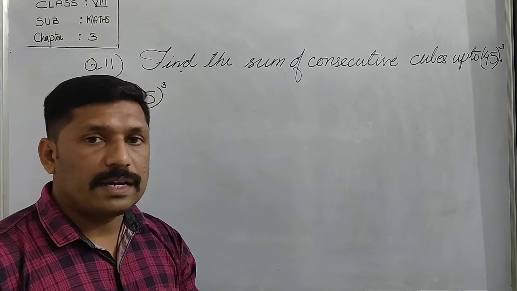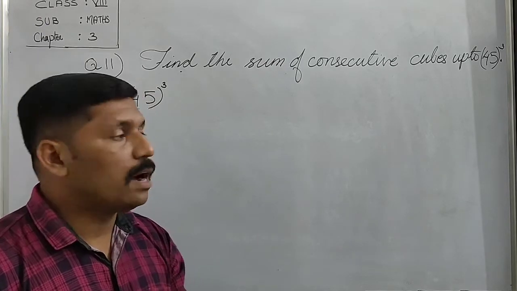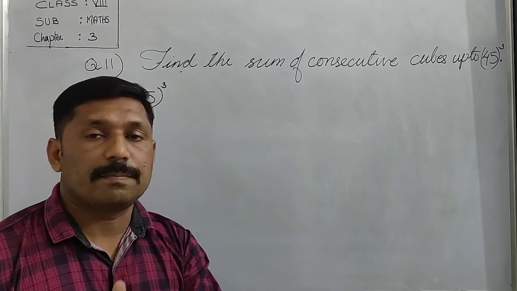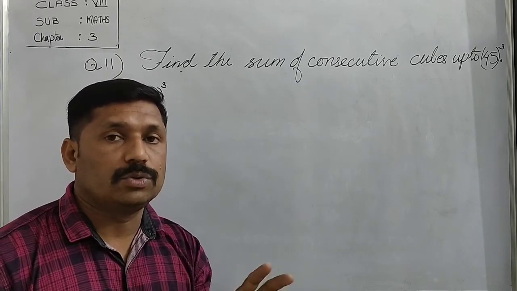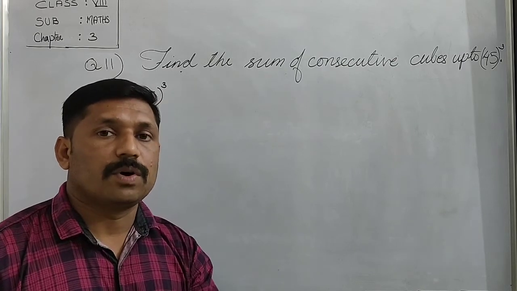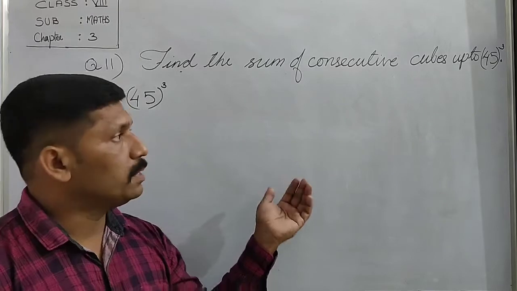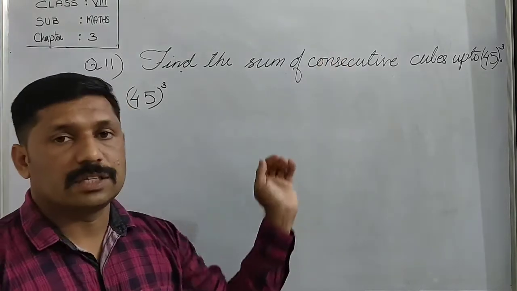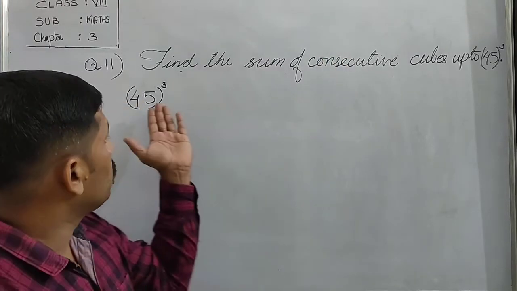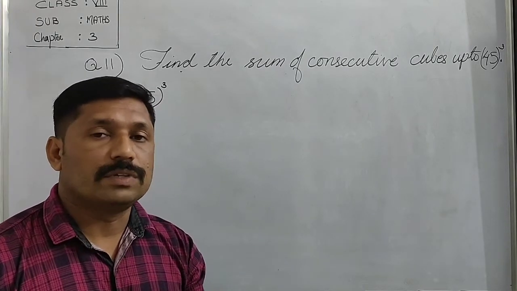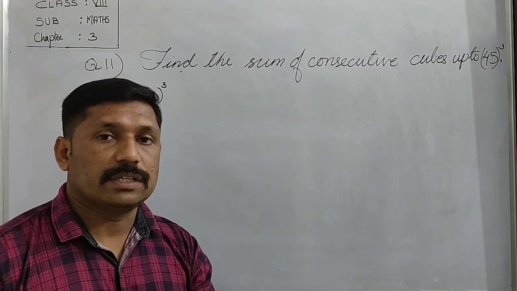So in order to find this, we have to use a formula. That formula is n into n plus 1 upon 2, all squared. If we use this formula, then we can directly get the sum of those numbers. And here n is the given number, that means 45. So using that formula we solve this question and find the answer.